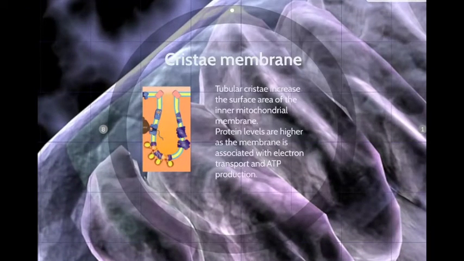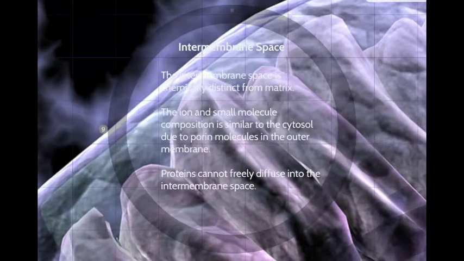The cristae membrane. Tubular cristae increase the surface area of the inner mitochondrial membrane. Protein levels are higher, around 70 parts to 30 parts lipid, as the membrane is associated with electron transport and ATP production.